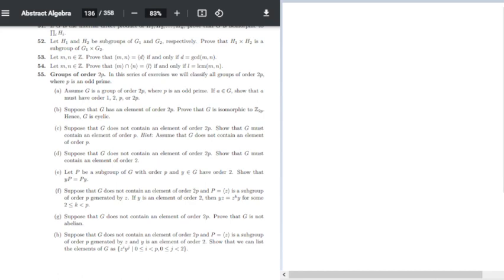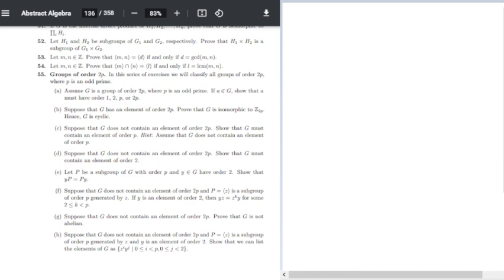Alright, so groups of order 2p. In this series of exercises, we will classify all groups of order 2p, where p is an odd prime. A. Assume that G is a group of order 2p, where p is an odd prime. If A is in G, show that A must have order 1, 2, p, or 2p. This is just an application of Lagrange's theorem, because these are the only ways that the subgroup can divide the order. And the order of the subgroup in this case would be the order of A.